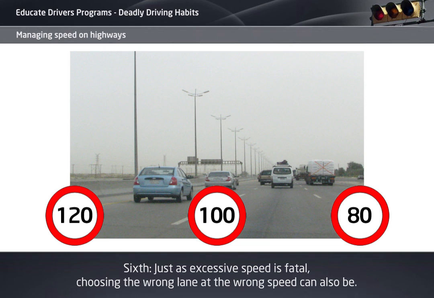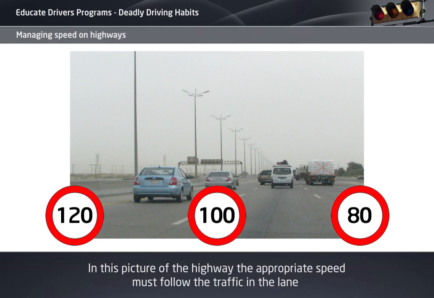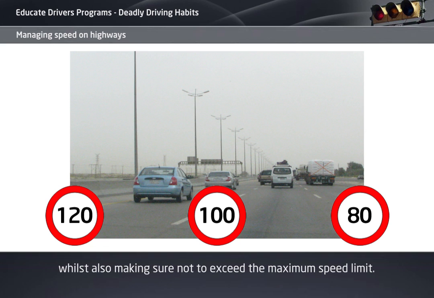Sixth, just as excessive speed is fatal, choosing the wrong lane at the wrong speed can also be. In this picture of the highway, the appropriate speed must follow the traffic in the lane, whilst also making sure not to exceed the maximum speed limit.